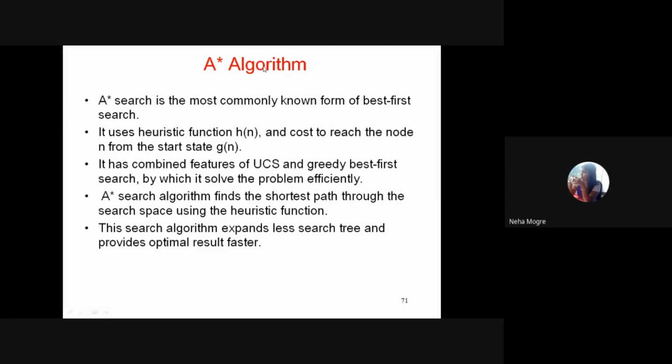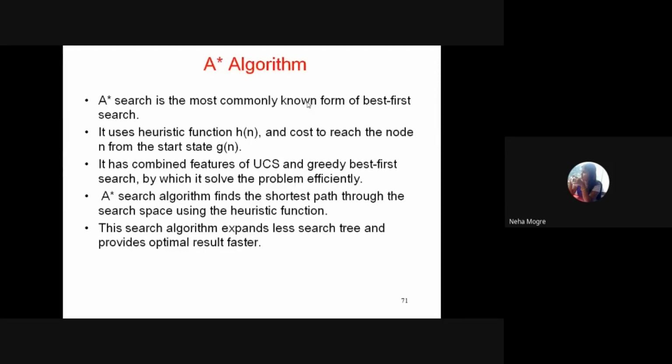First read out the important points. A star search is most commonly known from the best first search. I have already given you the explanation of this A star. It is a variant of uniform cost search, and uniform cost search is a variant of best first search. So we can conclude that A star search is better, or we are trying to see how it is better than the best first search.